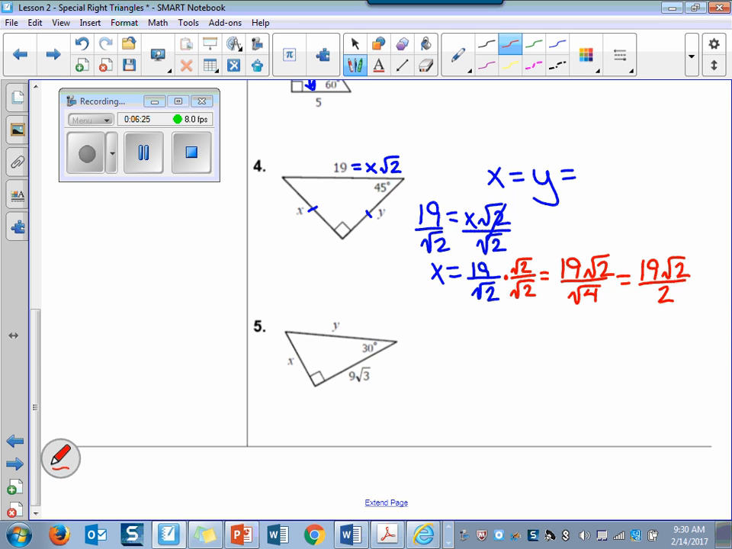So at this point, I have to pause. Can I simplify 19 halves? The answer is no, so I'm done. 19 times the square root of 2 over 2 is the value for both x and y.